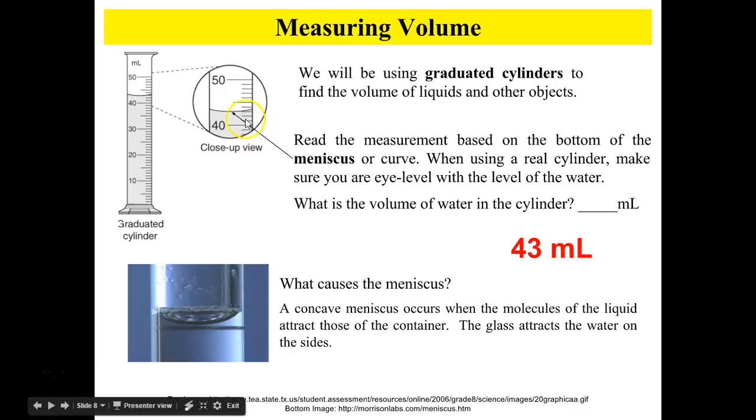So the volume of water in this graduated cylinder is how many milliliters? If we look at our intervals, we've got intervals of 1 milliliter. Here's 5, so that would be 45, 50 would be up here. Our meniscus falls right at this third line. So we can say that the amount of water in the graduated cylinder is 43 milliliters.